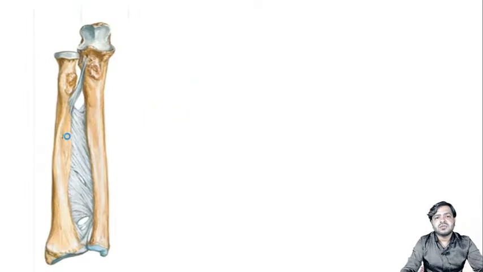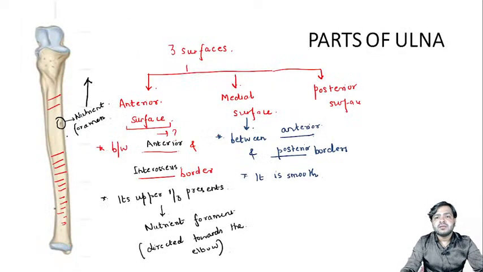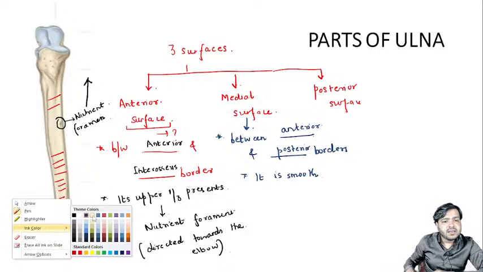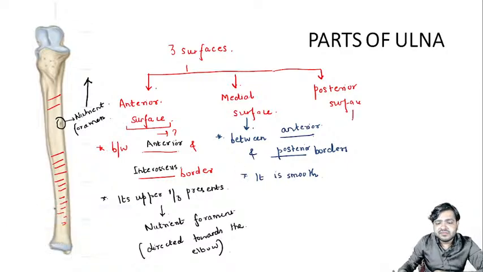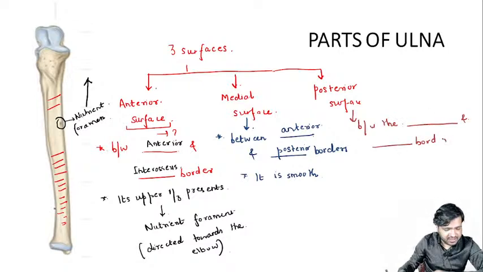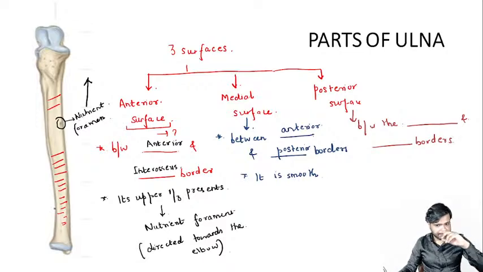Coming on to the next part. That is the posterior surface. And tell me the location of the posterior surface now, guys. Yes, it is present between the dash and dash borders. I'm waiting for your answers.